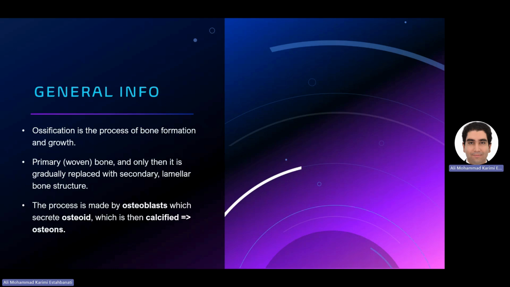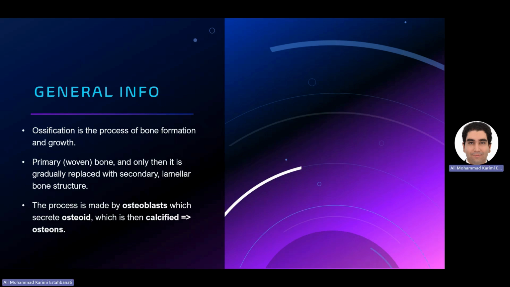There are three general pieces of info I need to explain before we dive into the topics. First of all, what is ossification? Ossification is a process of bone formation and eventually its growth. Whether it's intramembranous or endochondral ossification, it is for bone formation. But first, they will create a primary bone or woven bone, which later becomes replaced by lamellar structures and eventually becomes a secondary bone, which is a lamellar bone structure.